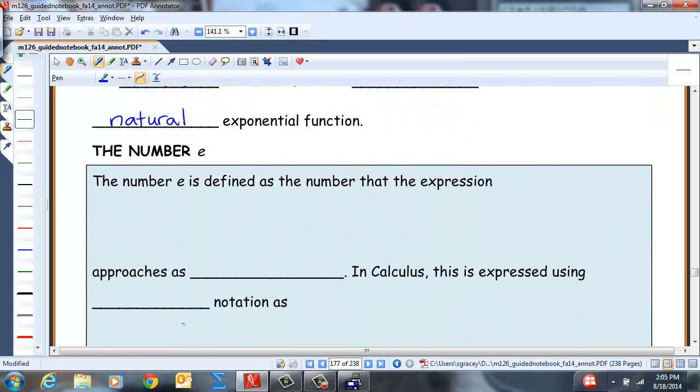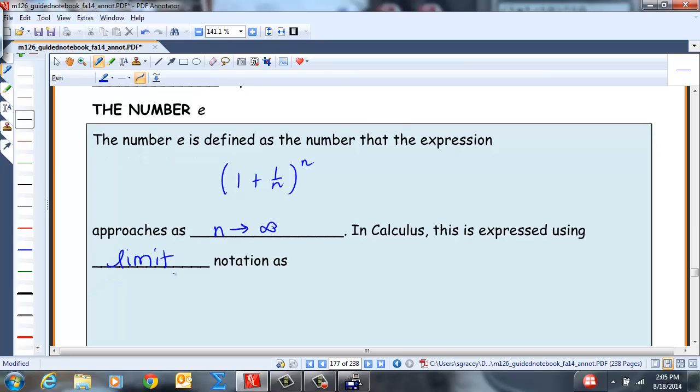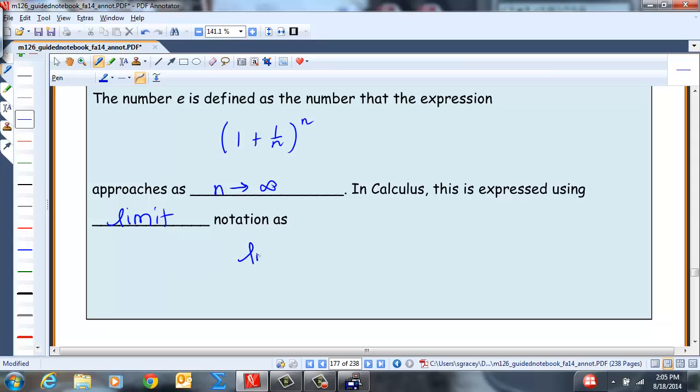So the number e is defined as the number that the expression 1 plus 1 over n, raised to the n, approaches as n approaches infinity. In calculus, this is expressed using limit notation as the limit as n approaches infinity of 1 plus 1 over n raised to the n.